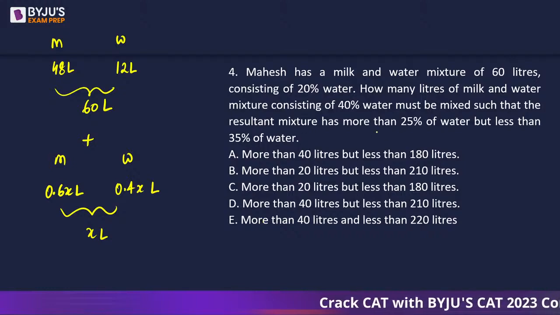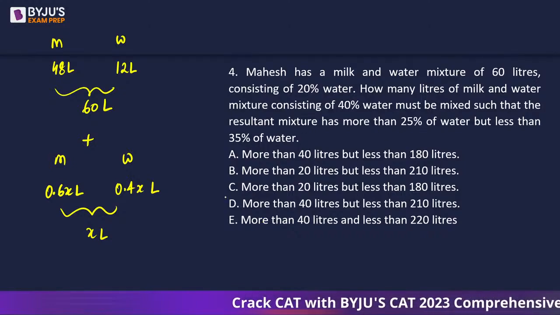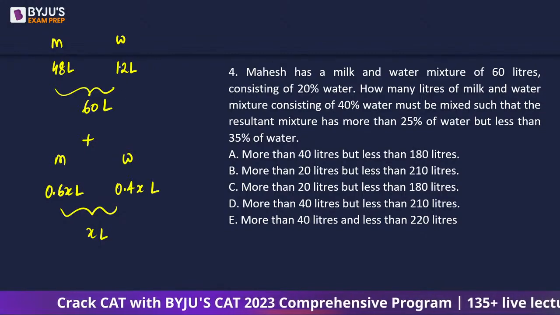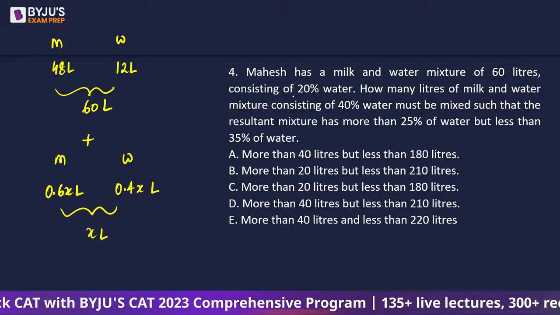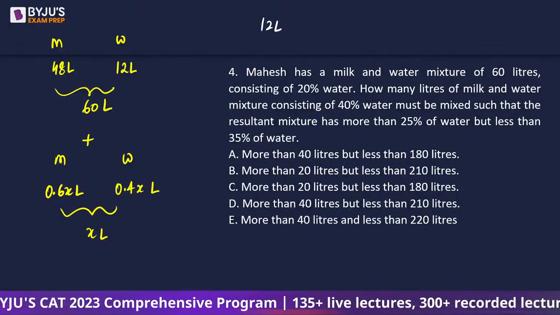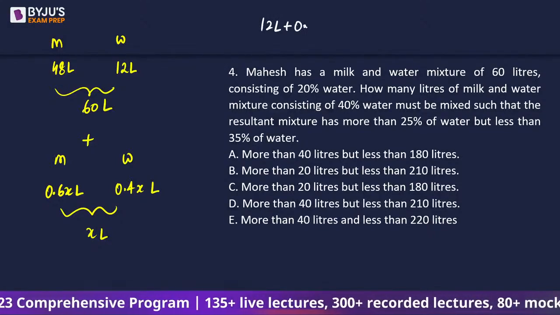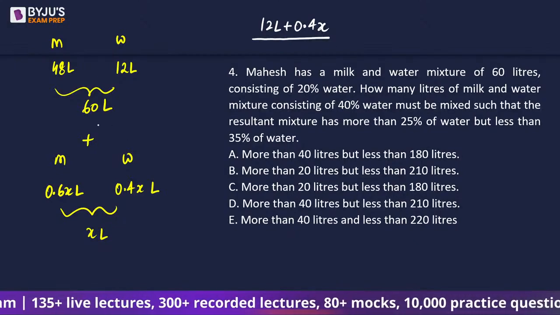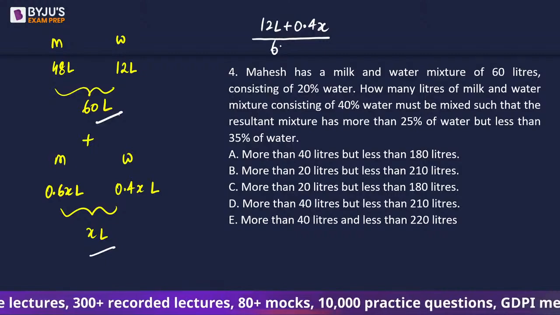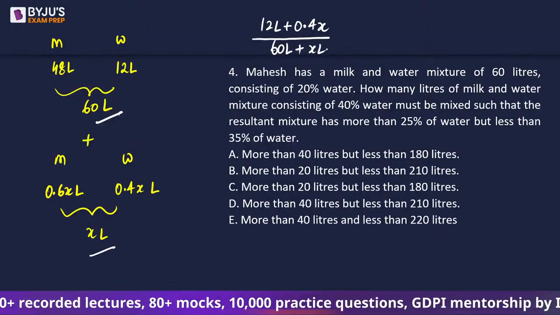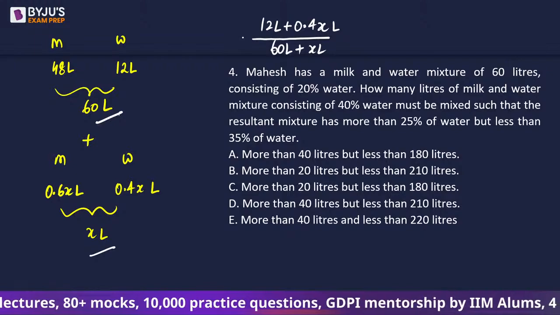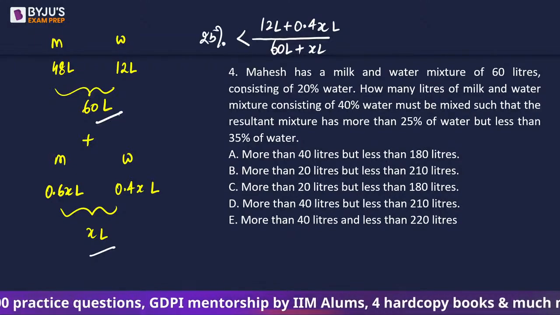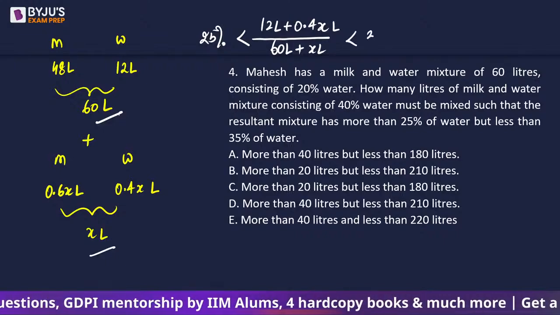Such that the resultant mixture has more than 25% of water but less than 35% of water. That means we will have to deal with water. So first the water is 12 liters, and the water we add is 0.4x liters. This is water overall, out of a total of 60 liters plus x liters. It is given that this has to be more than 25% and it should be less than 35%.